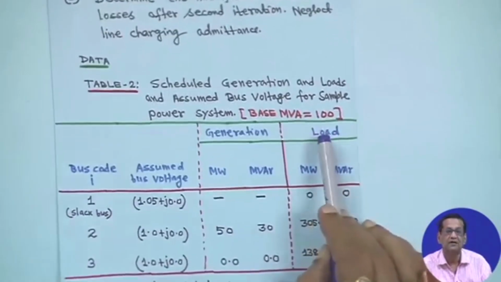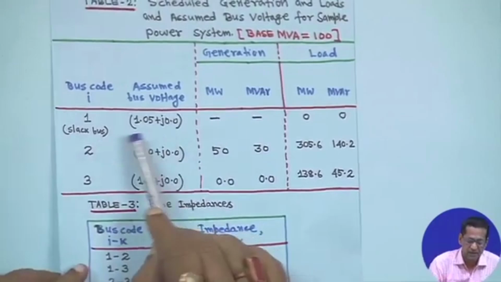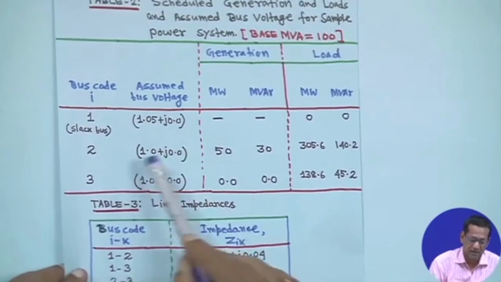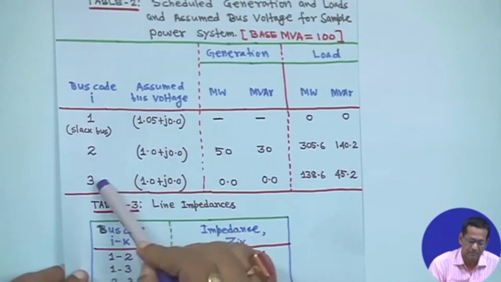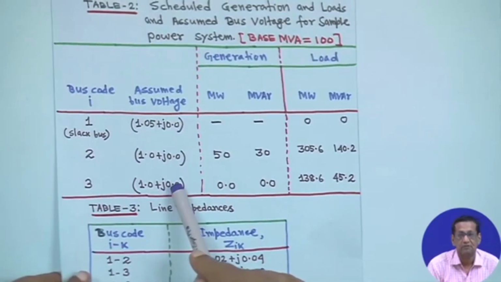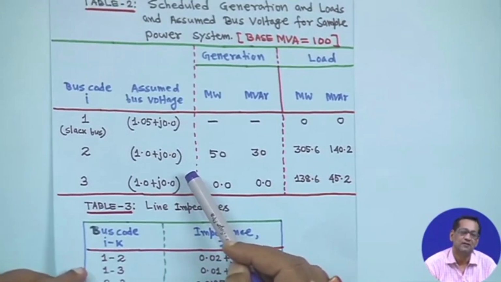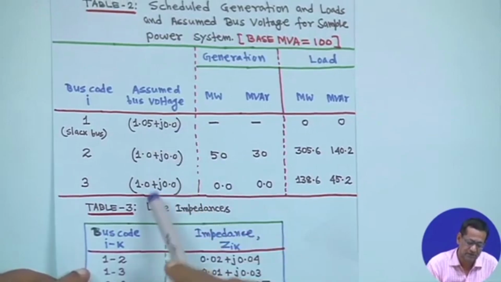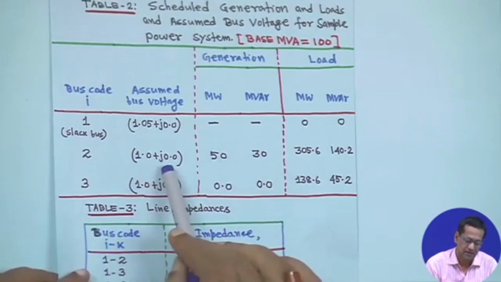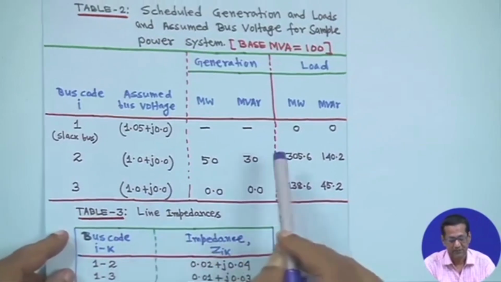Base MVA is 100. So, in this case there are 3 buses, bus 1 is a slack bus, and the slack bus voltage has been considered as 1.05 plus j0, this is fixed. The starting values for bus 2 and bus 3, which are assumed bus voltages, you take 1 plus j0, 1 plus j0, although at the time of developing the theory we have said that a flat voltage start is better. That means, if it is 1.05, the other two initial values should also have been 1.05 plus j0, right. But here we have taken initial values 1 plus j0 and 1 plus j0.